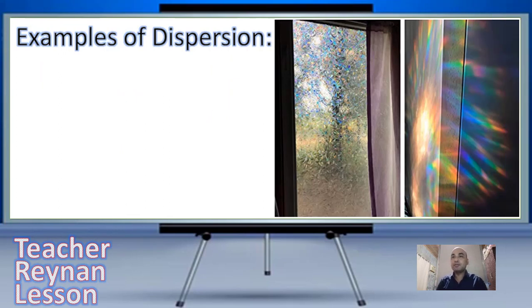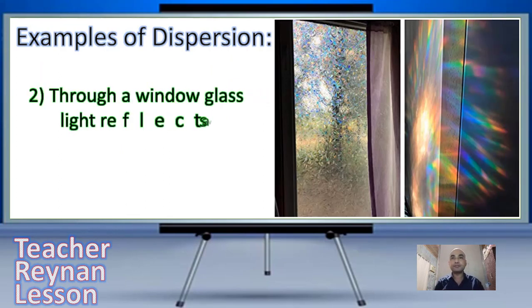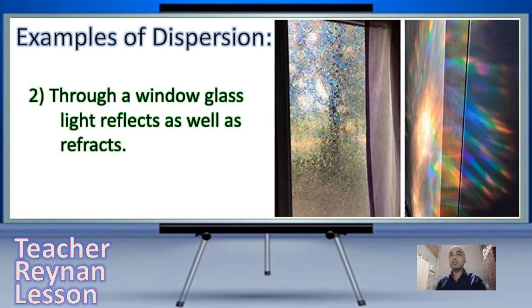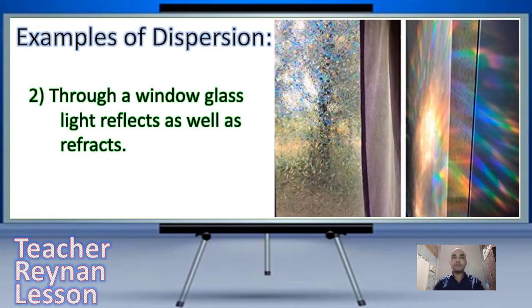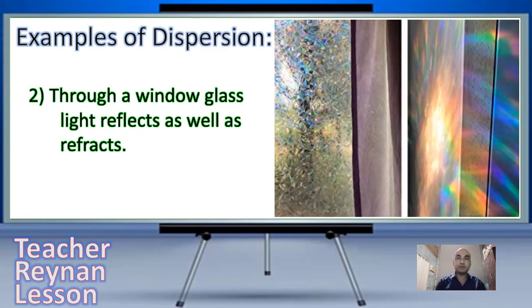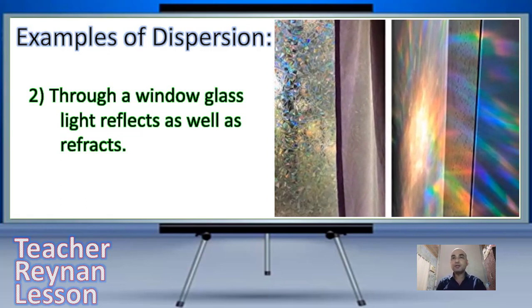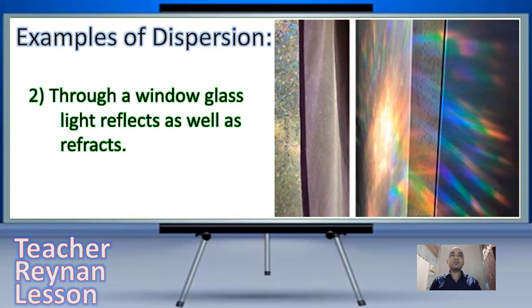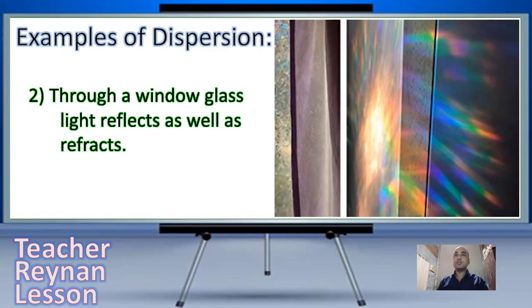Number 2, through a window glass, light reflects as well as refracts. We can observe the objects through the glass due to refraction. We can also observe the reflection, as we can see our own image by looking at the same window glass. Due to the dispersion of sunlight and internal reflection by the window glass, we see the rainbow colors.